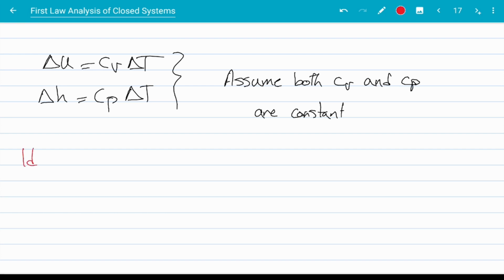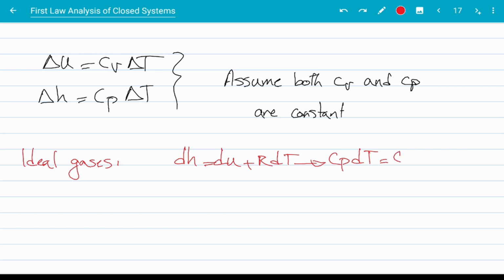Okay, back to our previous equation. Now for ideal gases, we found that dH is dU plus R dT. So plugging in the Cp and Cv into this equation, we get Cp dT is equal to Cv dT plus R dT. Now I can cancel the dT's and get that the Cp of an ideal gas is equal to Cv of the ideal gas plus the gas constant.